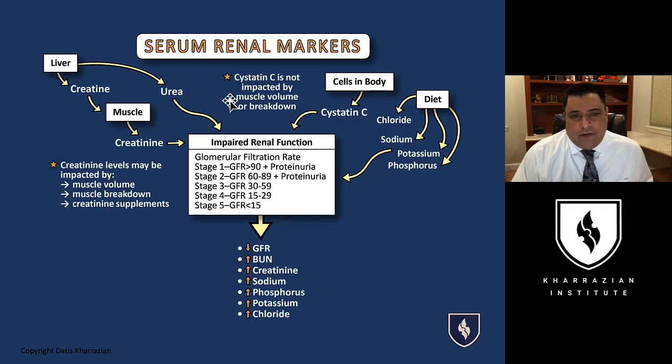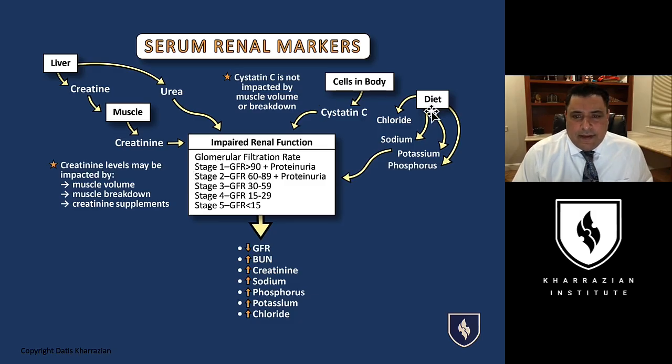Another marker that's used is cystatin C, which is not impacted by muscle volume and breakdown. This is something that's not part of a routine blood test, but if you suspect that you may be seeing an abnormal creatinine level or abnormal glomerular filtration rate, specifically creatinine, if there is a muscle volume issue, then you can always look at cystatin C.